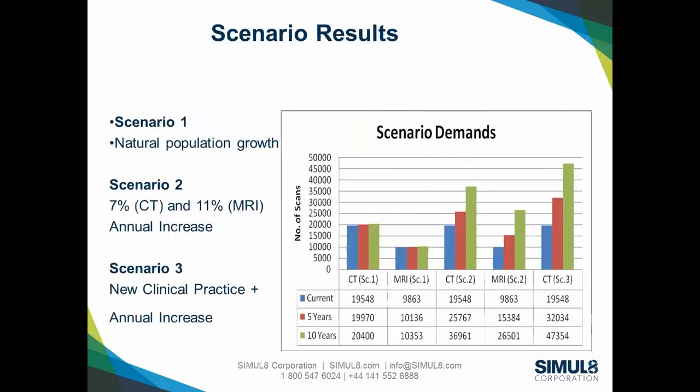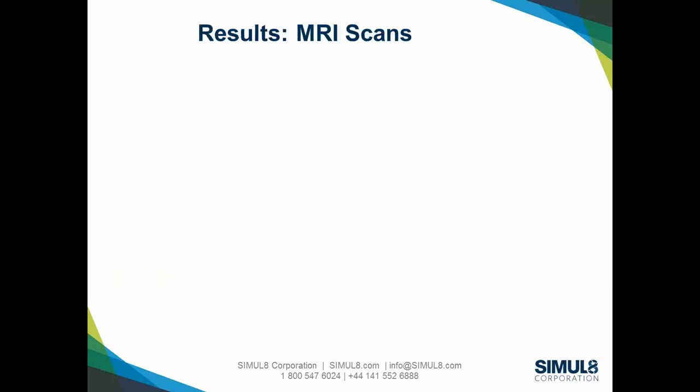And then they tested through a number of scenarios, looking at what happens with just population growth, and you can see the results there for their CT and MRI scans, not a huge increase. And then what happens if the clinical practice starts to increase the use of scanners, and then what happens when you put both of those things together. So they could start to see their different demands.